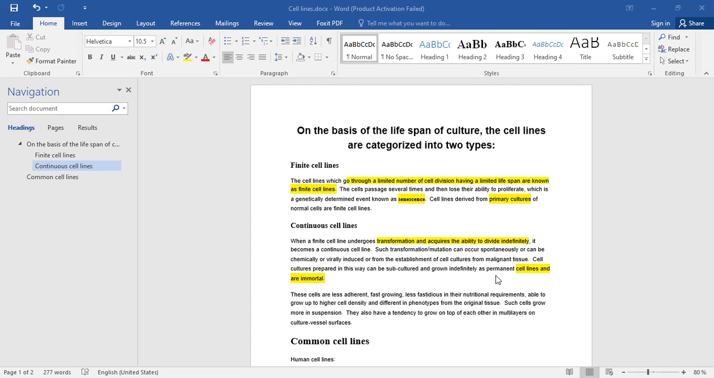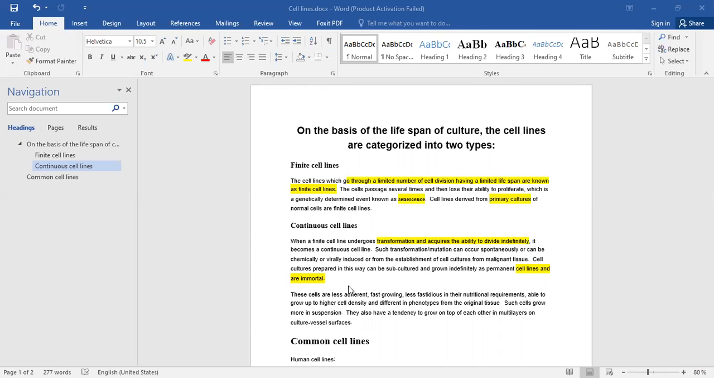And then these secondary cell cultures will make some layers, and they will grow and divide on each other. They will create the cell lines. So these are the cell lines, which are the dividing cells of a particular kind of cells.